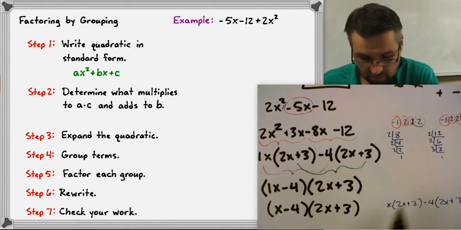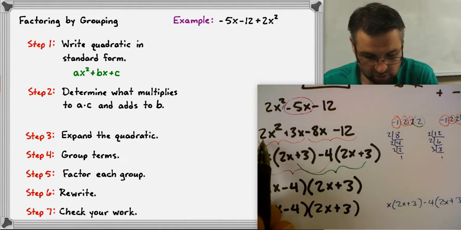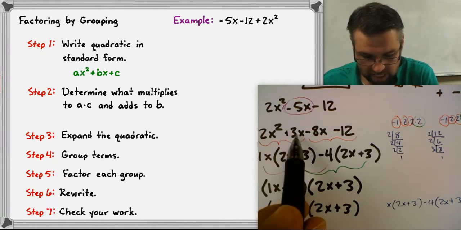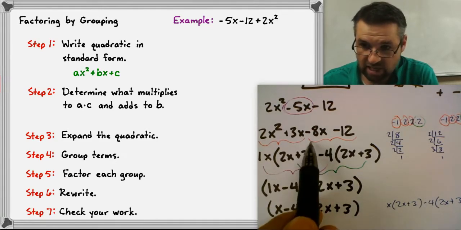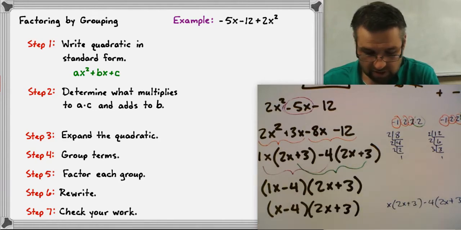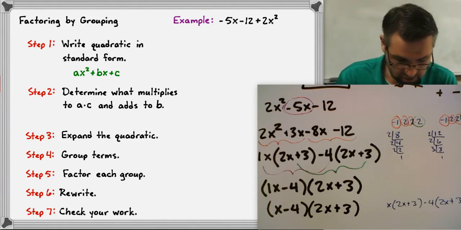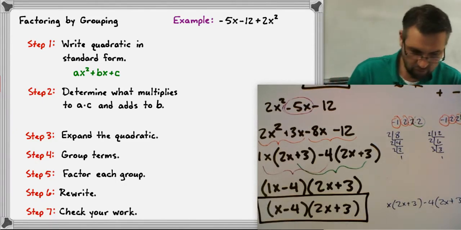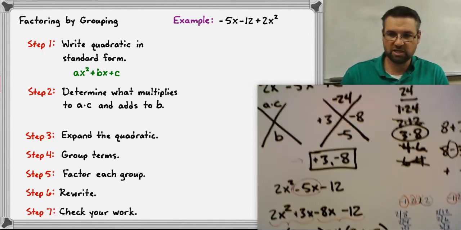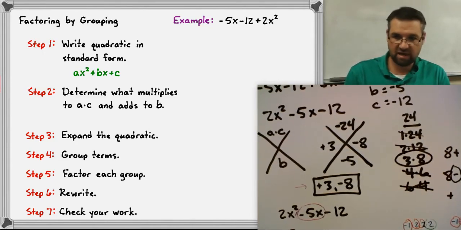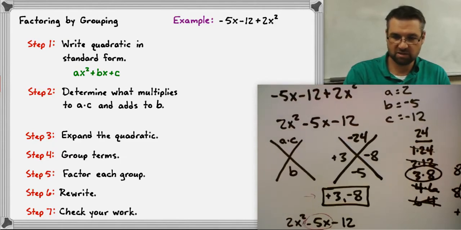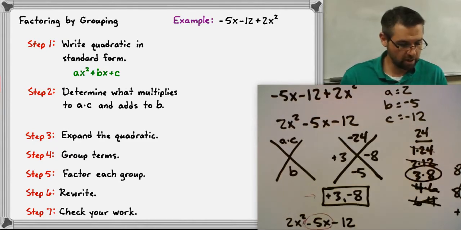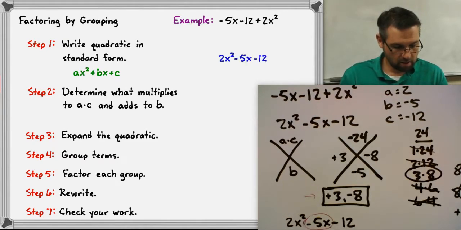Okay. Then from here we would distribute. x times 2x is 2x squared. x times 3 is 3x. Negative 4 times 2x is negative 8x. And negative 4 times 3 is negative 12. And then we can combine like terms from there and we get our original thing. So this is the completely factored form of our original expression, negative 5x minus 12 plus 2x squared. Okay. All right, let's go ahead and make sure I am correct before I go on.